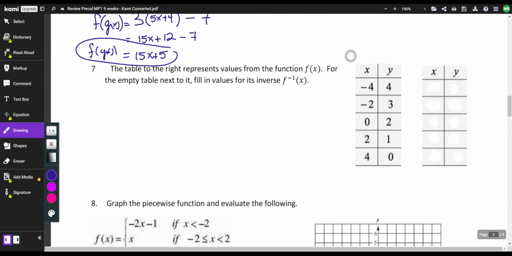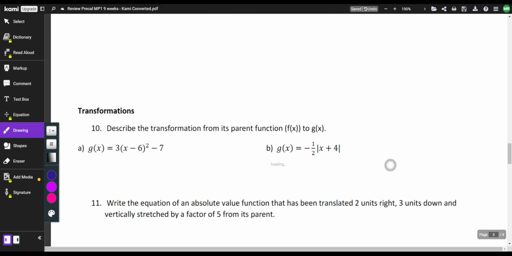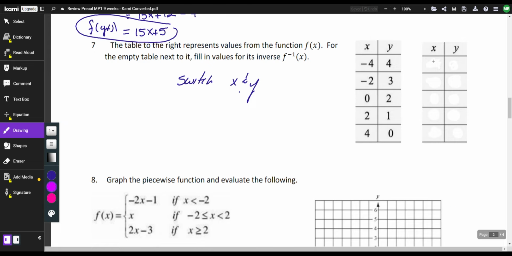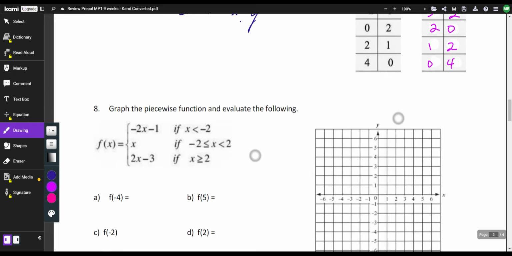This one's even easier. The table to the right represents a function. Remember, the inverse of a function is just when we switch the x and y. Literally just swap x and y. So all of these, we're just going to switch them. That becomes 4, negative 4, 3, negative 2, 2, comma 0, 1, comma 2, and then this one becomes 0, 4. Okay, literally just switching the x and y.